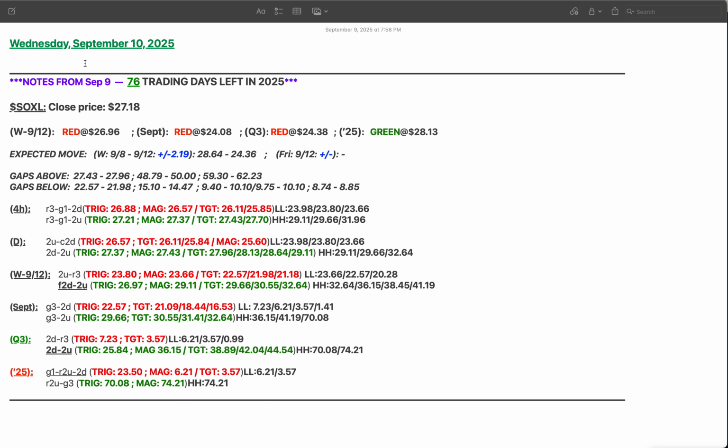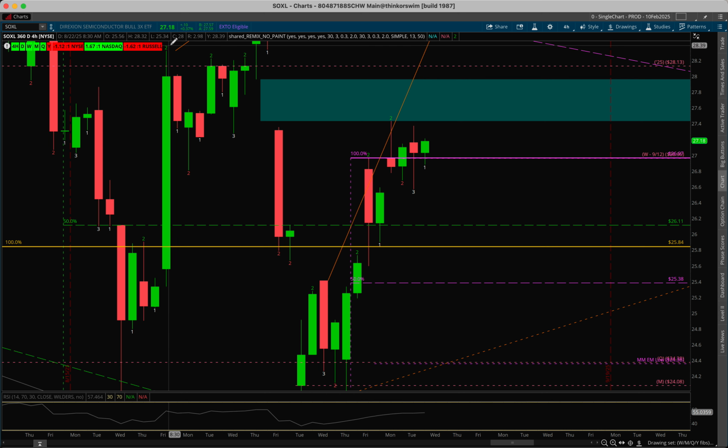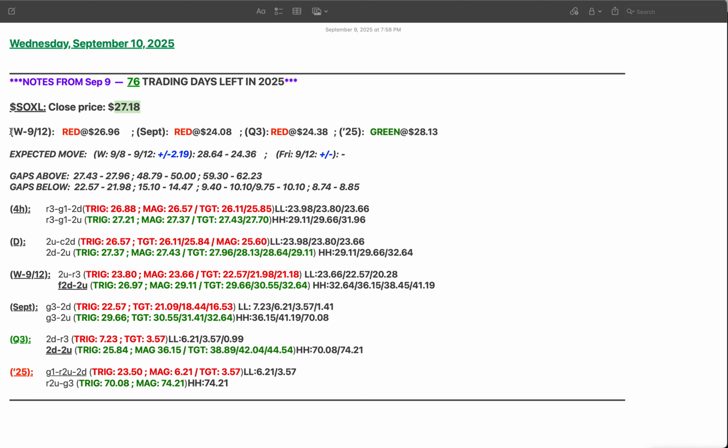All right, September 10th. There will be 76 trading days left in the year tomorrow, and today closed at 27.18. Yeah, 27.18 is where we closed. We know what the week, month, quarter, and year flip at. So we know that we're green on all these. They flip red at these levels, and the year flips green at this level.